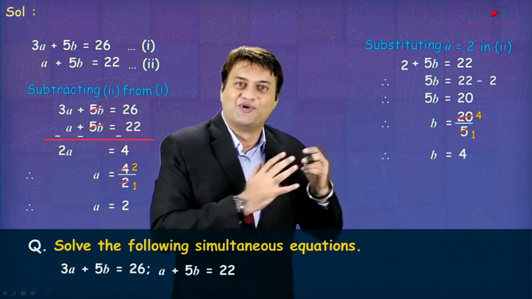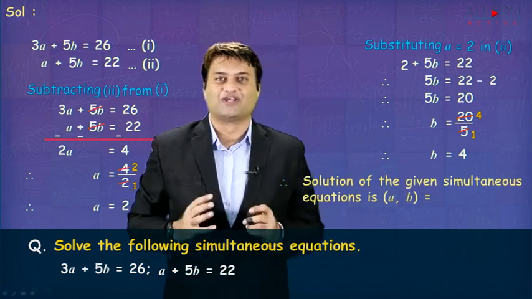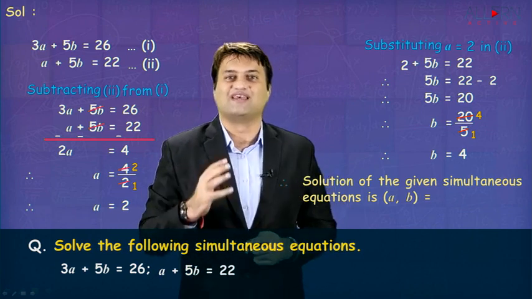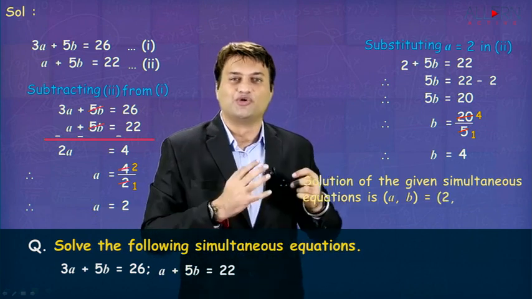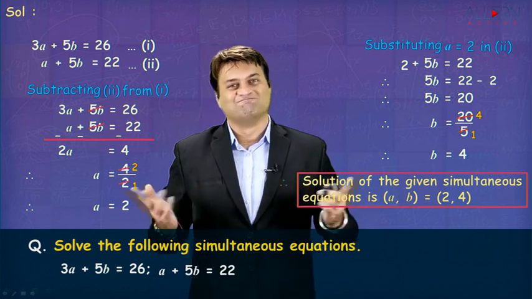a is 2, b is 4. Don't forget to write the final answer. Solution of the given simultaneous equations is (a, b) equal to (2, 4). Remember, it should always be in the alphabetical order. As simple as that.